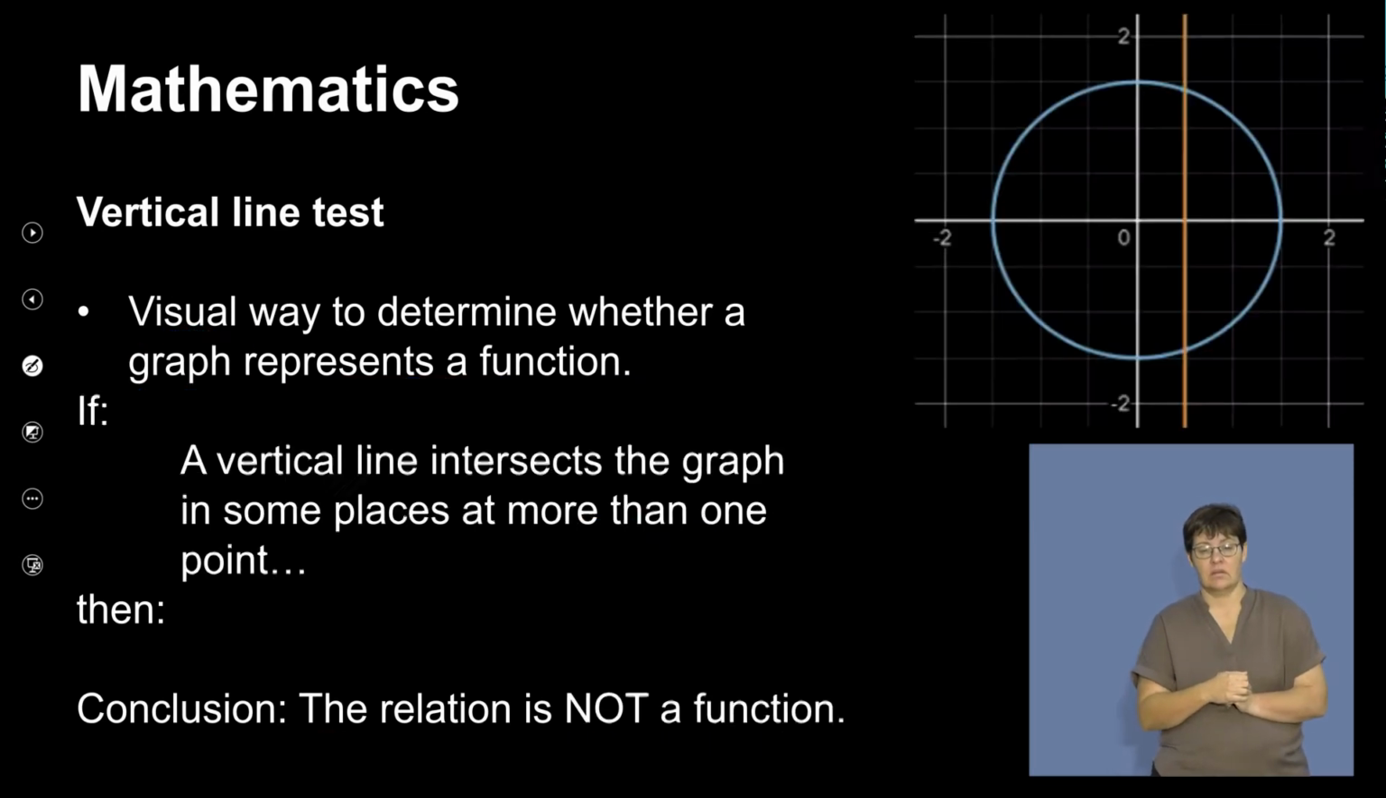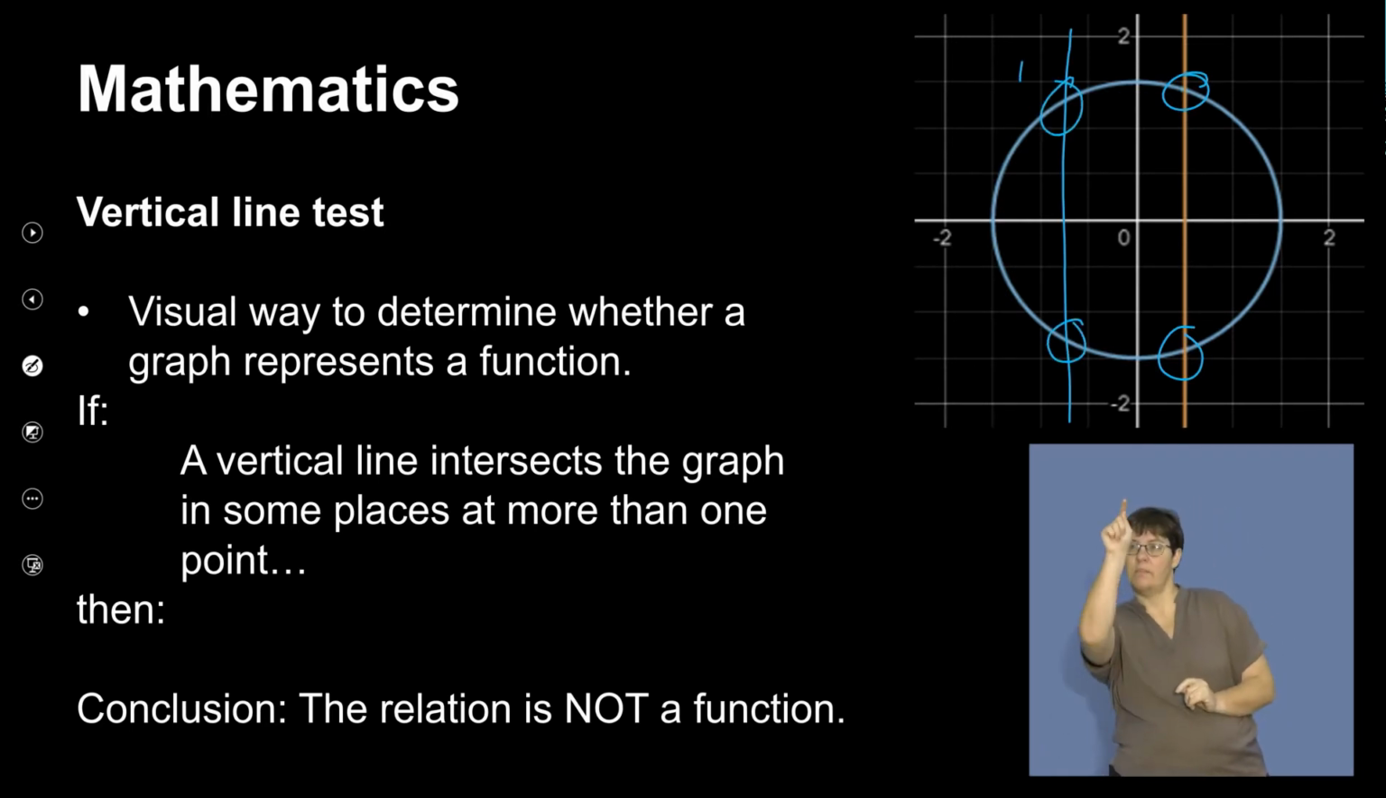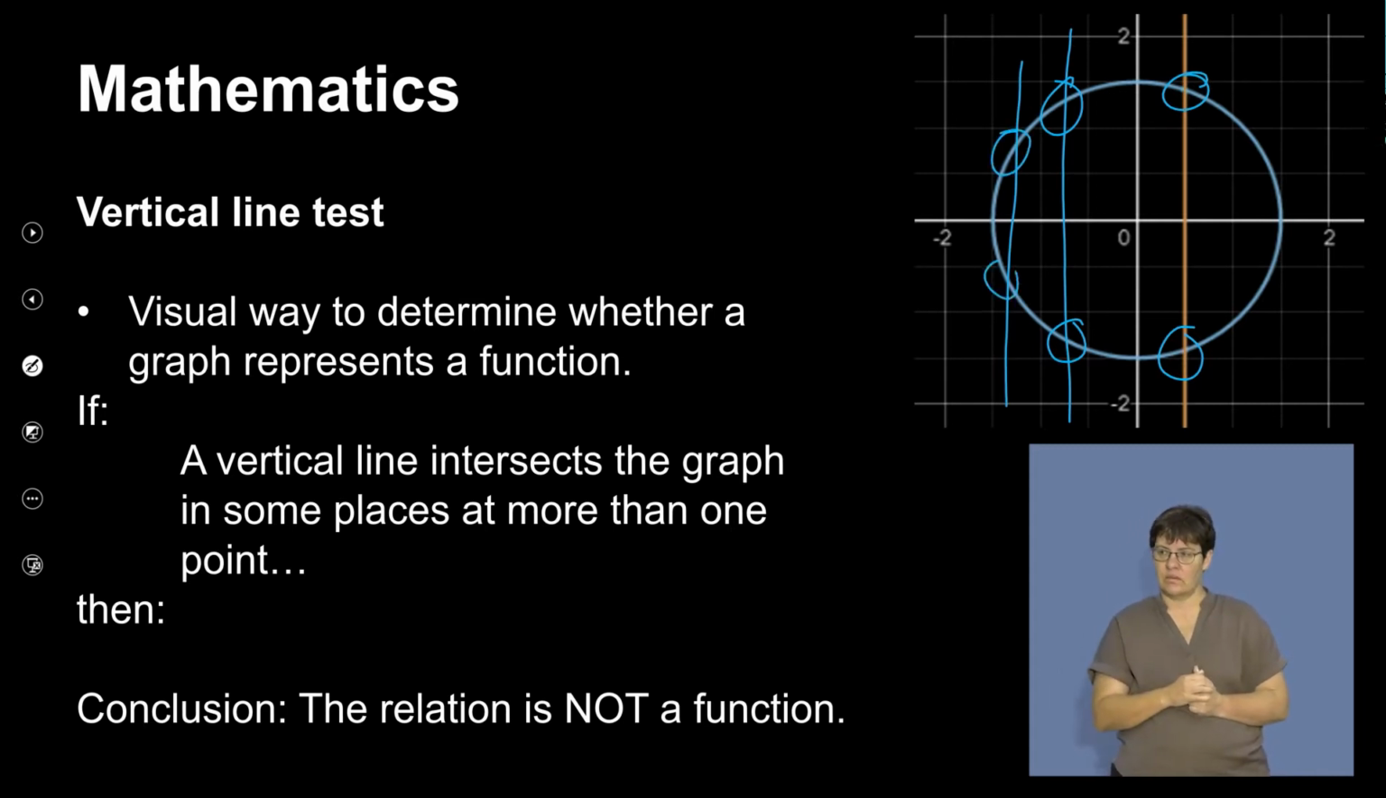But on the other hand, is the case where a vertical line intersects the graph in some places at more than 1 point, then the conclusion will say this is not a function. What do I mean? If I draw a circle, you can see that if I draw a vertical line every time, it will always intersect the graph at 2 points. If I move it maybe left, you can see also it is 2 points there. So at no point does it touch the graph or intersect the graph at only 1 point. It is always going to be at 2 places.